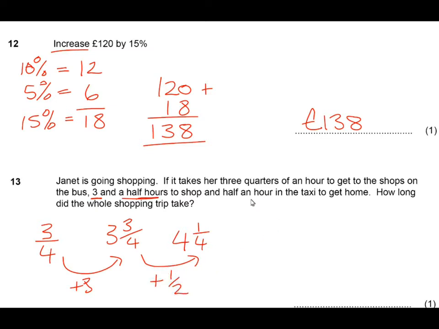And then finally, we add half an hour for the taxi home. So we have a quarter and we're going to add a half. If we're thinking of our clock and going around our clock, if it was 4:15 and we had half an hour, then it would be 4:45. Okay. So how long will it take? It's 4 hours and 45 minutes.